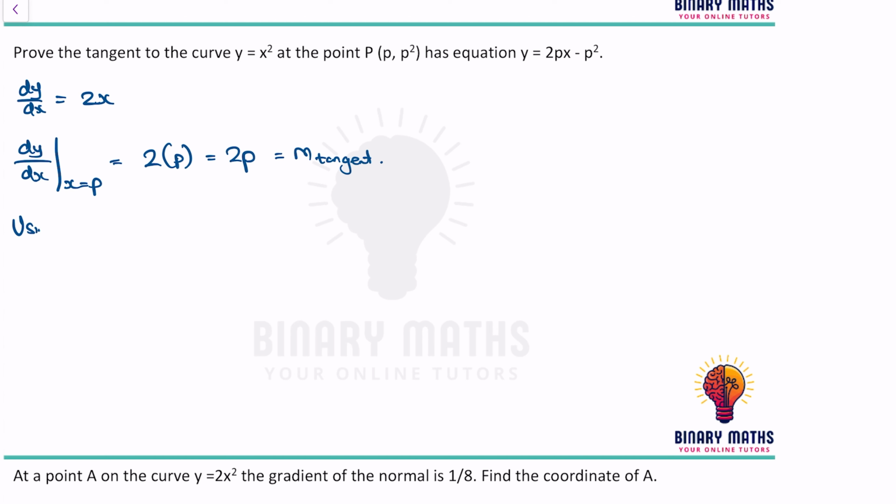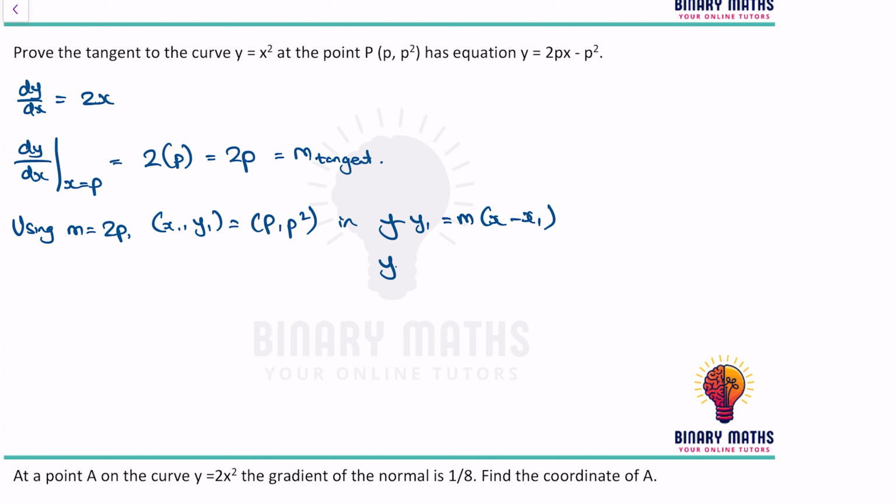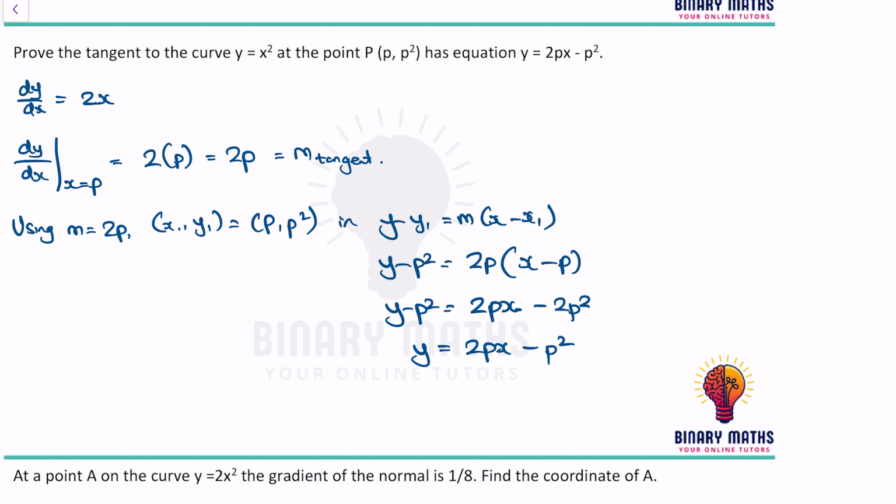So using m equals 2p, (x1, y1) is equal to (p, p squared), and y minus y1 is equal to m times x minus x1. We end up getting y minus p squared is equal to 2p times x minus p, which means y minus p squared is equal to 2px minus 2p squared. If I take the negative p squared to the other side, it becomes positive, so I end up getting 2px minus 2p squared plus p squared, which is negative p squared, which is what we wanted.